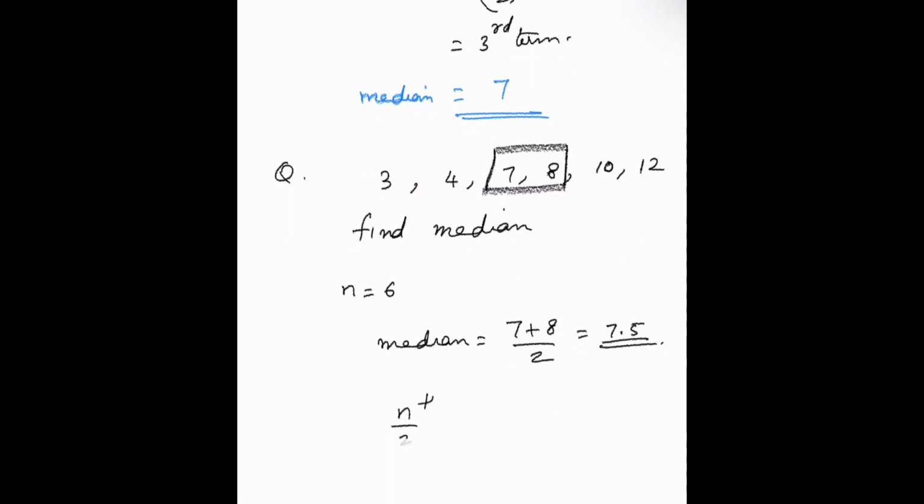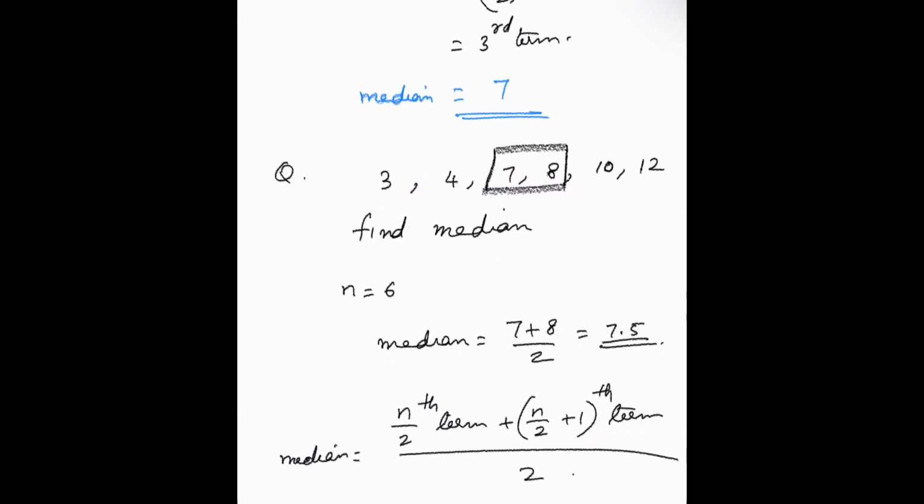n by 2th term plus n by 2 plus 1th term, divided by 2. This is the formula. So n is 6. 6 by 2th term means 3rd term. Which is the 3rd term? This is the 3rd term. 7 is the 3rd term.